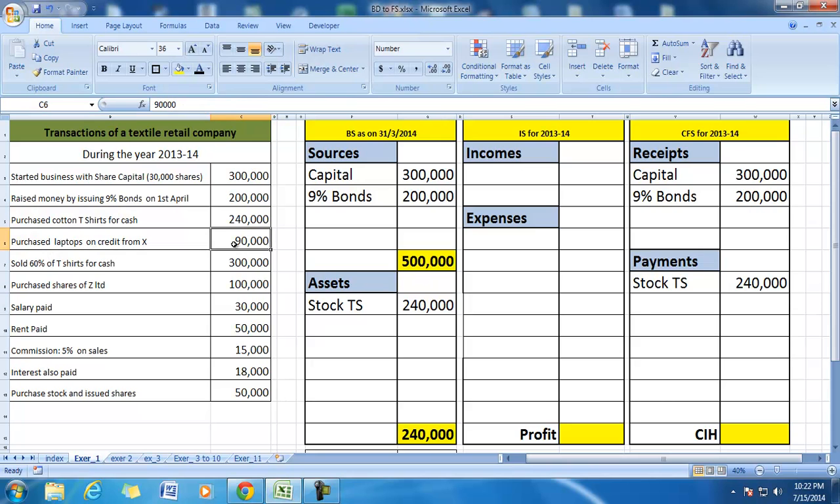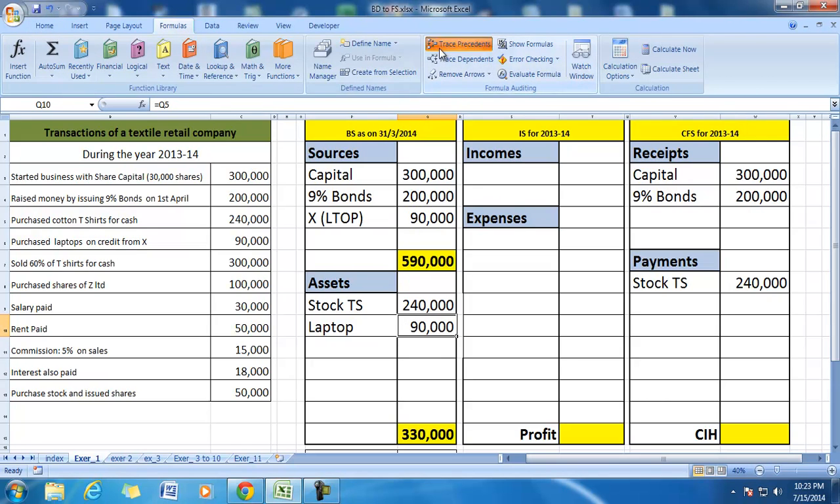Purchase laptops on credit. So the acquisition of laptop, unlike the t-shirt, did not result in a payment but has resulted in creation of a liability. So acquisition of laptop resulted in creation of a liability called payable for laptop, and the amount is 90,000. So if you see these two acquisitions, one acquisition has resulted in creation of a liability, the other acquisition has resulted in the reduction of cash, that is payment.